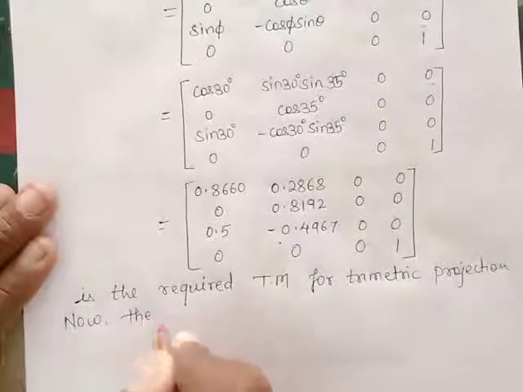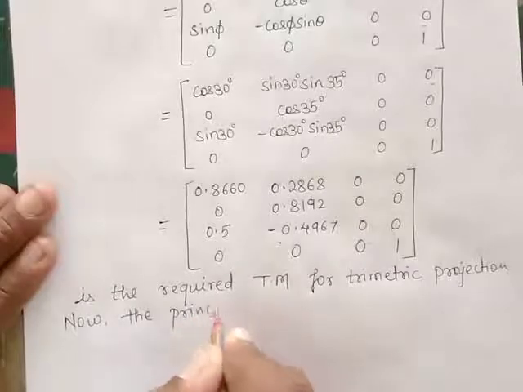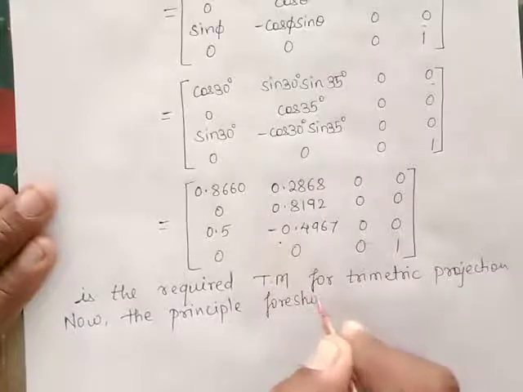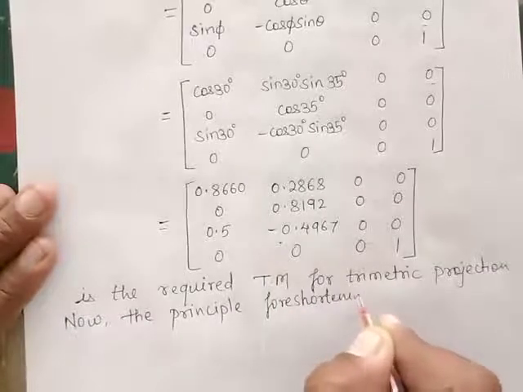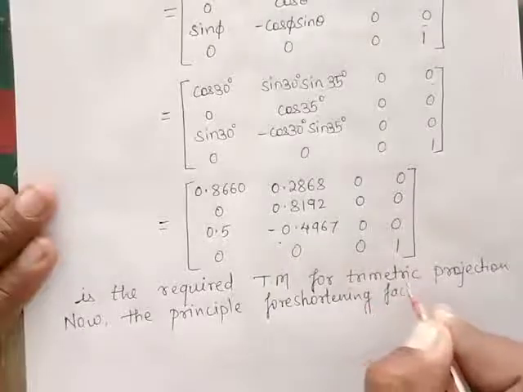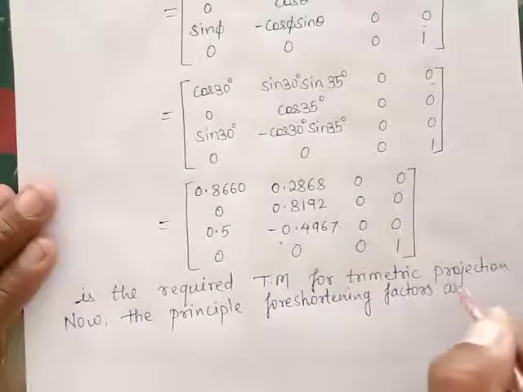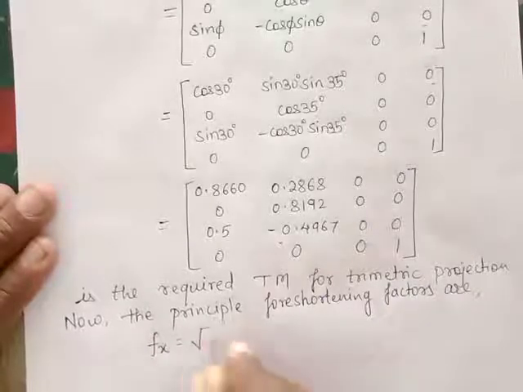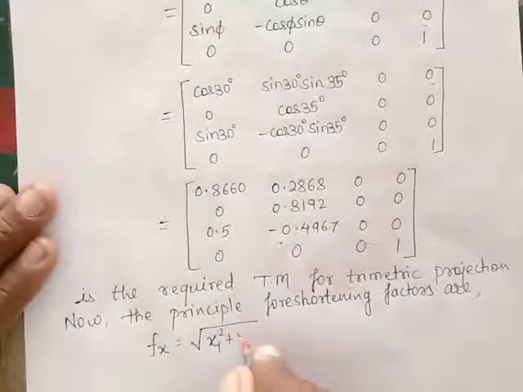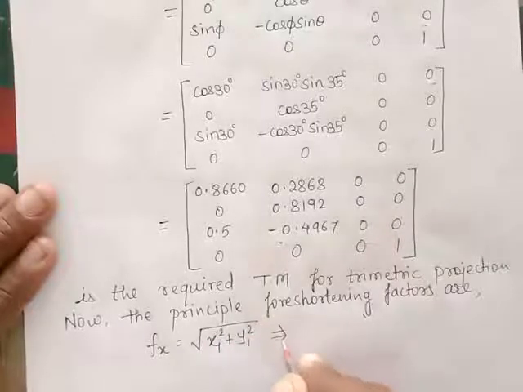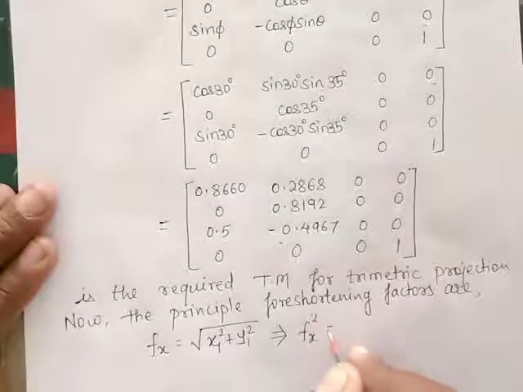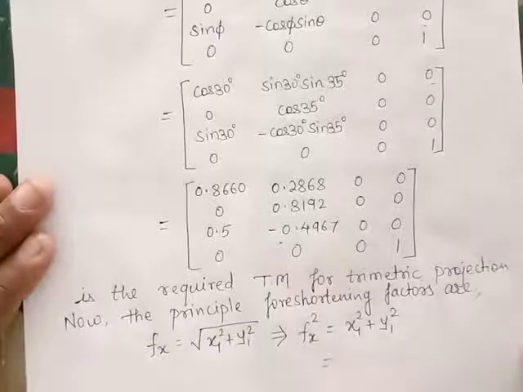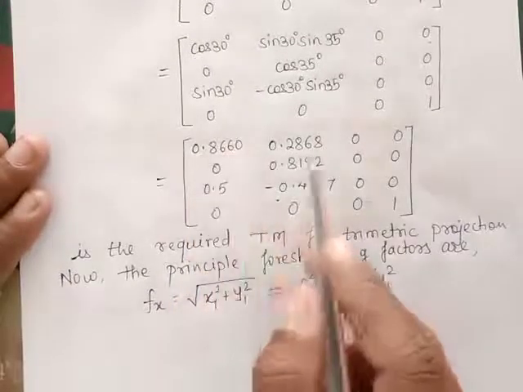Now, the principal foreshortening factors are, what does it? It will be, you know, fx is what? Under root x1 square plus y1 square. So that gives fx square is what? x1 square plus y1 square. And that is nothing but, what is x1 is here this value and y1 is this.